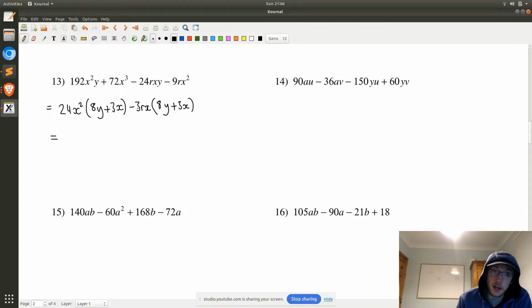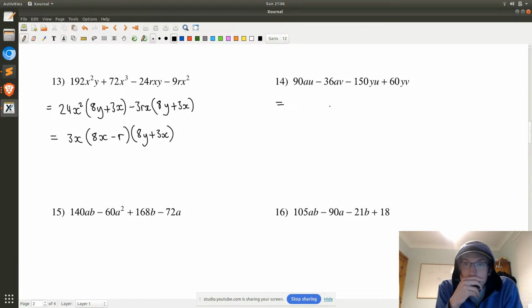In fact, we actually see a common factor of 3x. So do 3x like that. Do 8x minus a single r like that. And do 8y plus 3x like that. Here, HCF of 90 and 36. Well, 18.